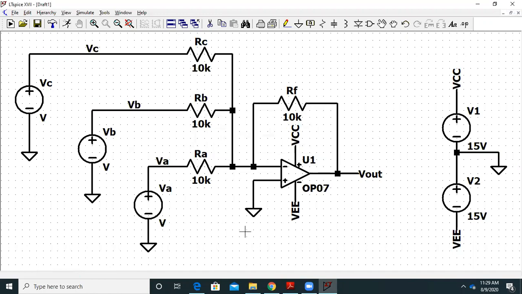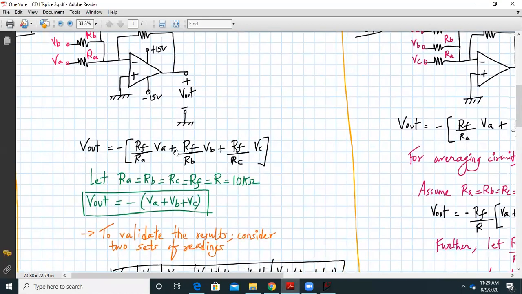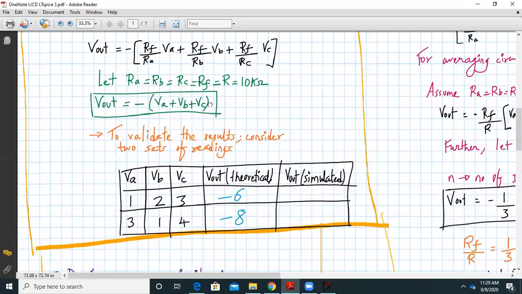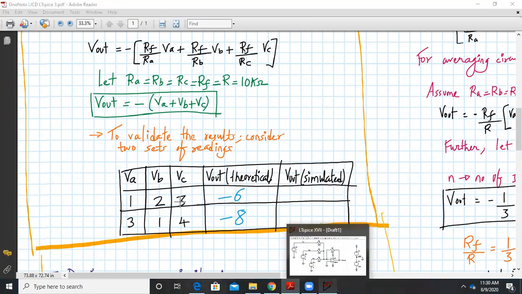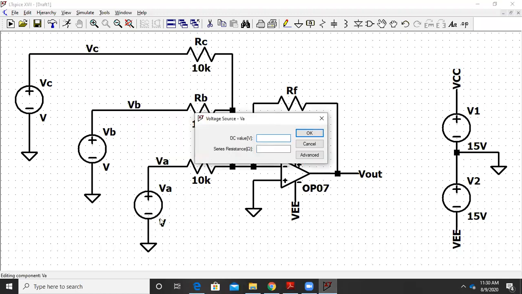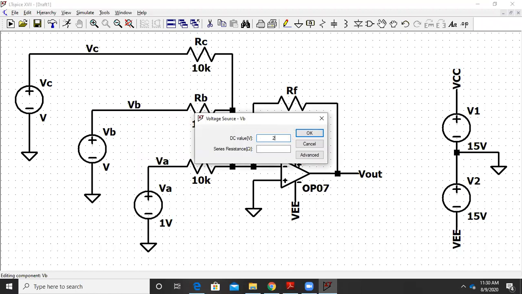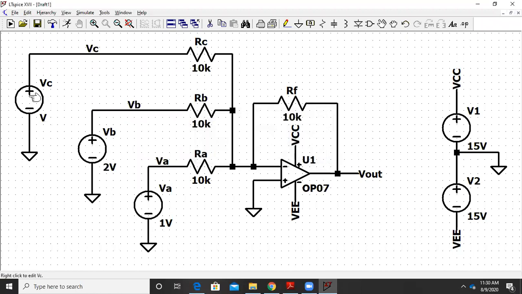So that's it. And now, to validate the results with two sets of readings, we'll consider VA, VB, VC as 1, 2, and 3 volts respectively. So let us try that. This will be 1 volt. This VB will be 2 volts, and this VC will be 3 volts. So now everything is ready. We will set it up for simulation.